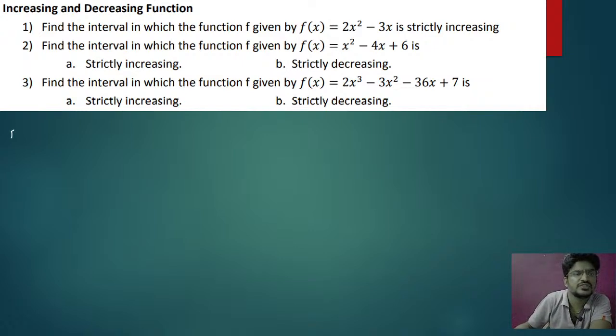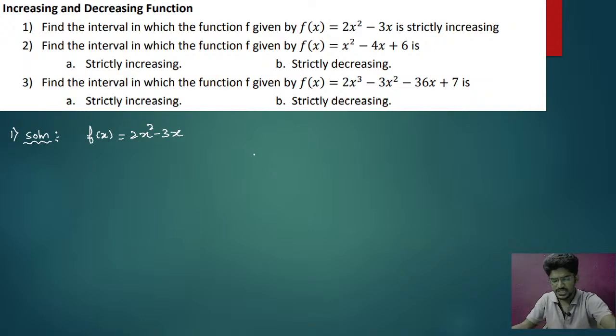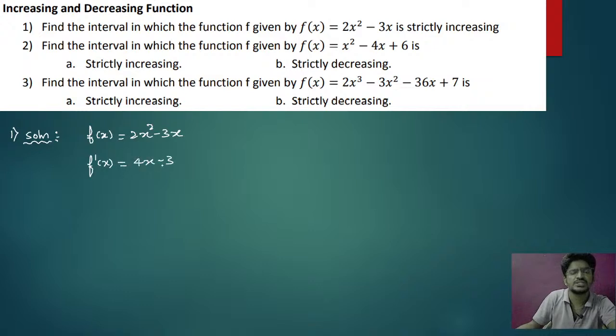You just see the first problem. What it says: find the interval in which the function f given by f of x is equal to 2x square minus 3x is strictly increasing. So we have to check where this function is strictly increasing. Clear? For that we first consider f dash of x, that is nothing but your dy by dx. So you calculate f dash of x, that will be 4x minus 3.